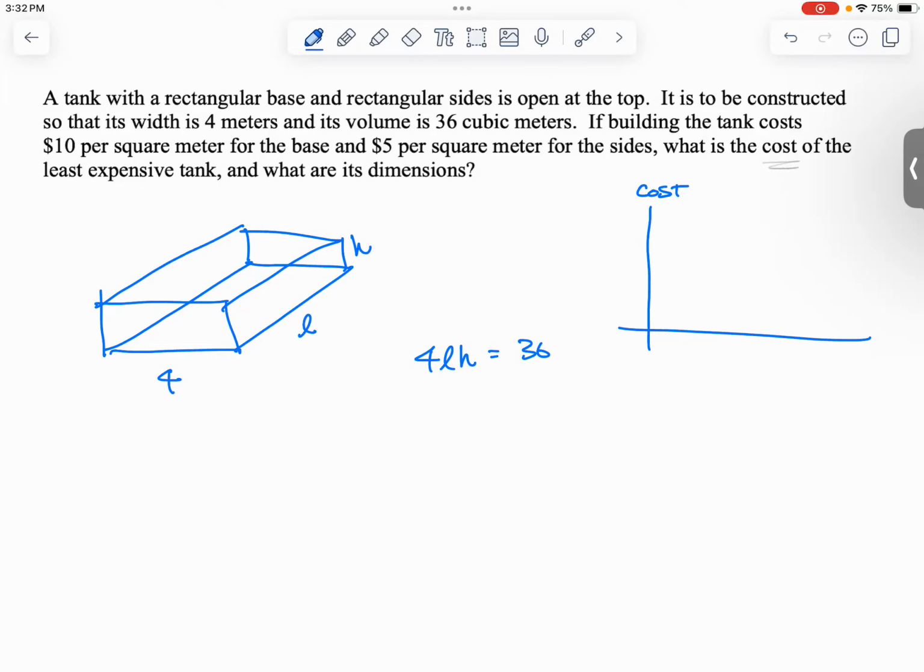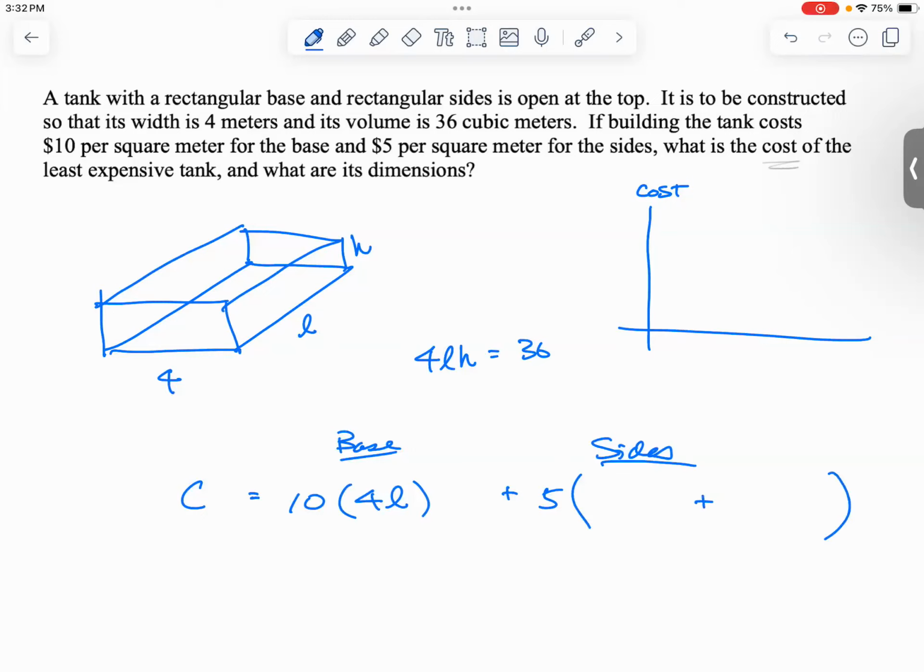If the building of the tank costs $10 per square meter for the base and $5 per square meter for the sides, what is the cost? So we need to look at the cost, and we have 2 components, the base and the sides, right? So the base is what? 4 times L is the base, and that is going to be $10 per square meter. So that's why we do 10 times 4L. And the sides is going to be 5 times the total area of the sides.